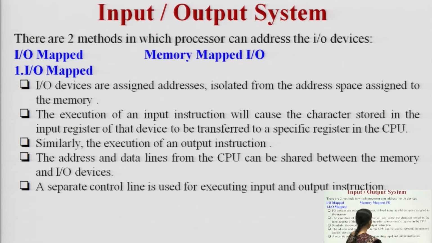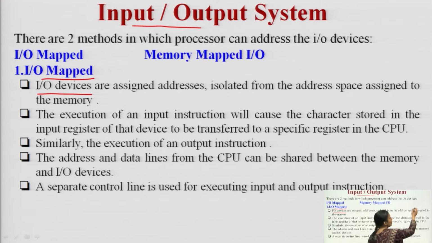Then, what is the input and output system? There are basically 2 methods by which the processor can address the IO devices. One is IO mapped, or input output mapped IO, and the second one is memory mapped IO. We will start with IO mapped. IO mapped means a different set of IO devices are assigned particular addresses. These addresses are isolated from the address space that is assigned to the memory.